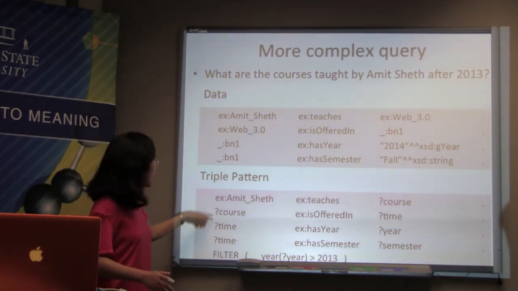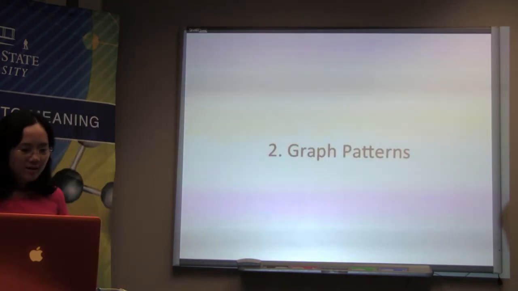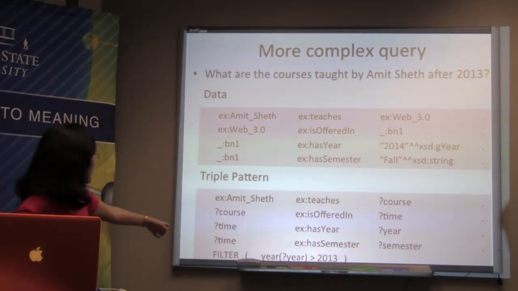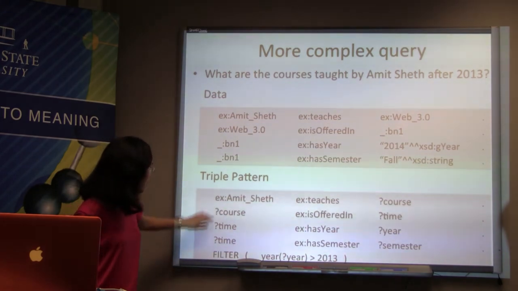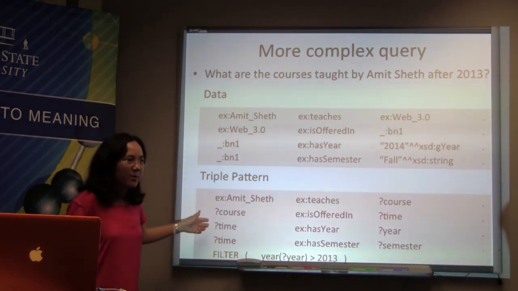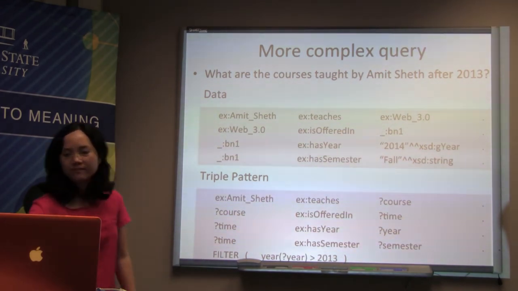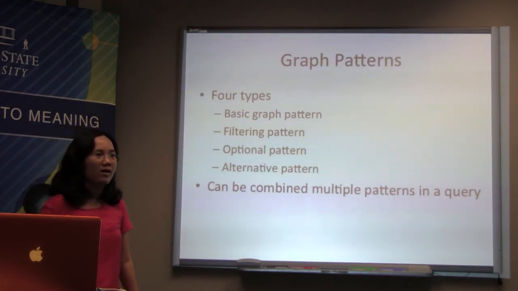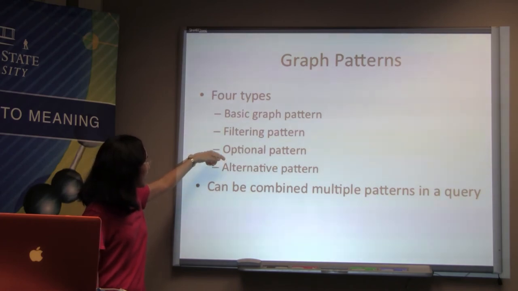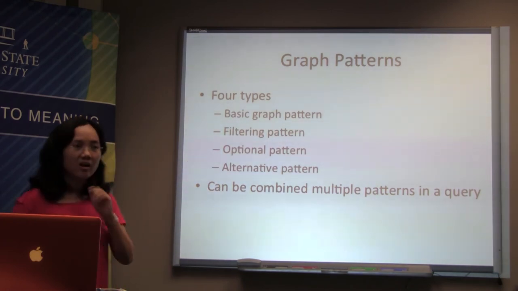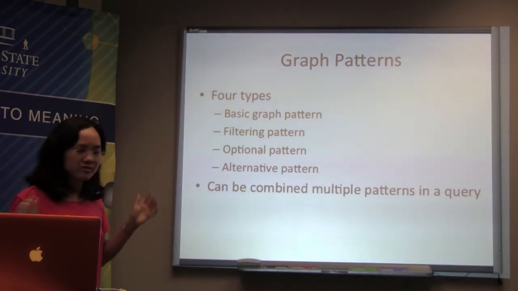Next we'll go over how we come up with this one. If you look at this, they have different names for these. The four triples are triple patterns, and this is a filtering pattern. And there are two more patterns we can specify: optional and alternative patterns. All of them can be specified within the WHERE clause, not anywhere else.